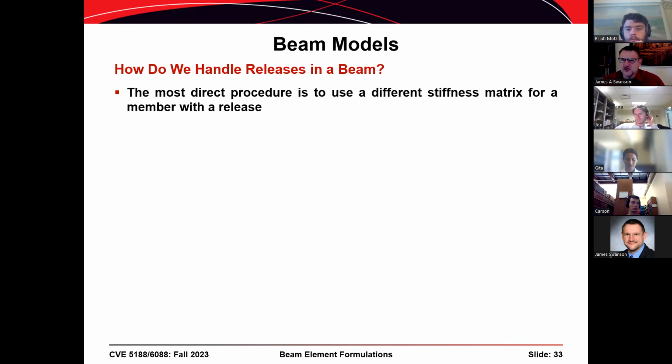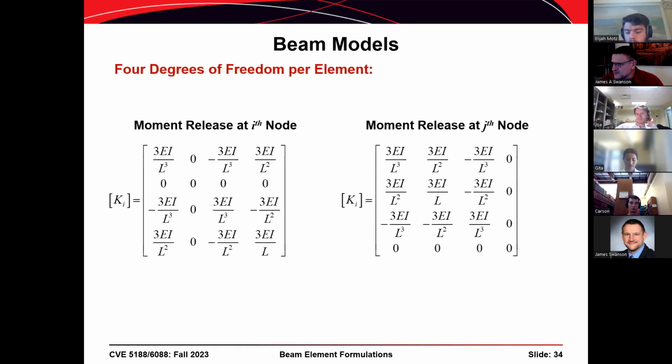There are a couple of different ways of doing this. If we're using what I call the direct stiffness method, then the most straightforward approach is to use a different stiffness matrix for the beam element that has a release in it. If you have a release at the first end, at the ith node, then you would expect that the moments associated with that are going to be equal to 0. So you zero out the row and the column of that stiffness matrix that correspond to the second degree of freedom, the released degree of freedom. Now note that the other elements of the stiffness matrix aren't the same. It's not as simple as just going in and substituting zeros into the stiffness matrix that we derived.